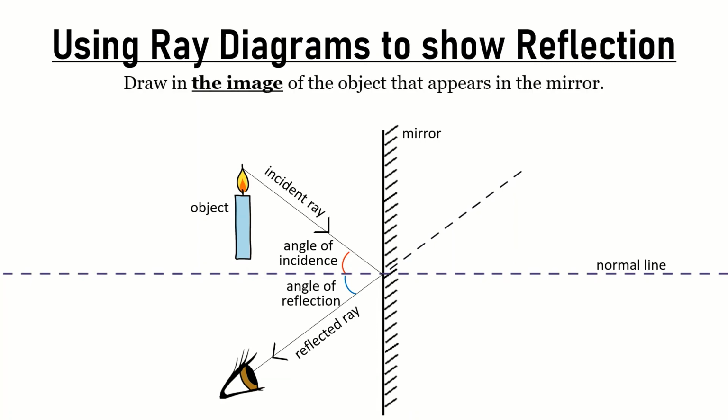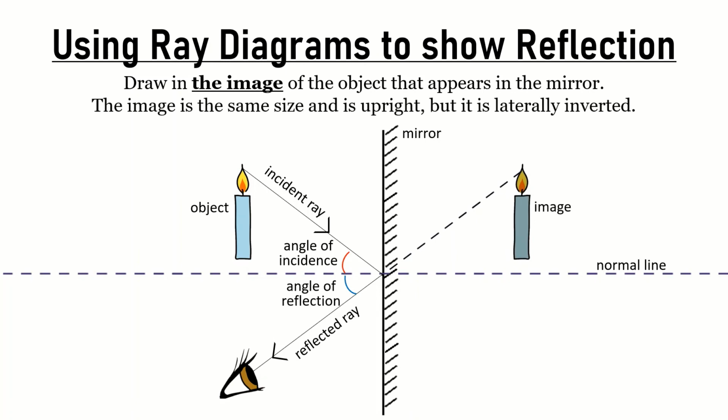Once we've extended the ray backwards, then we draw in the image of the object that appears in the mirror. That image will be laterally inverted. The image is the same size and it's upright, but it's inverted laterally, which means left is right and right is left. It is what we often call a mirror image.